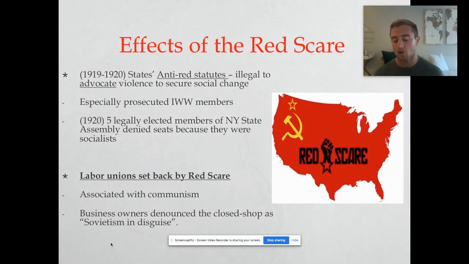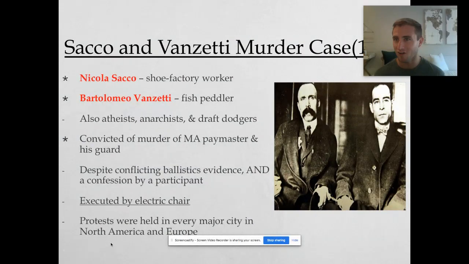And the long-term effect of the Red Scare, again, is that labor unions are going to be set back. If we want to look at it in this way, we had the biggest strike in American history in 1919 with the steel strike. After that steel strike, which collapsed, which failed for labor, we don't see labor unions rise up or get more membership and more power again until we get into the Wagner Act in the New Deal with FDR.